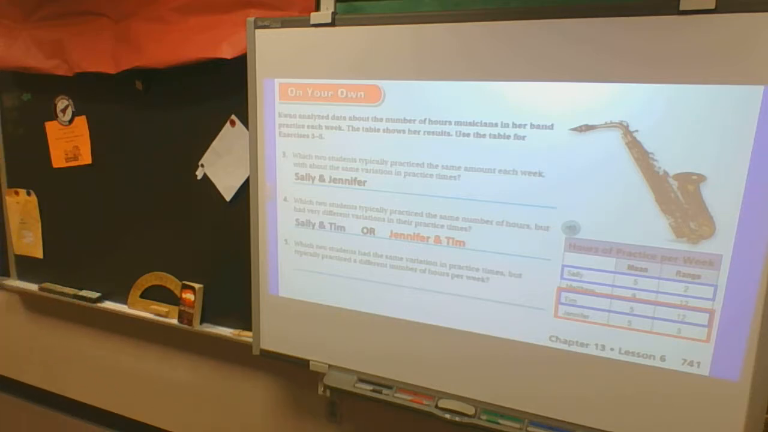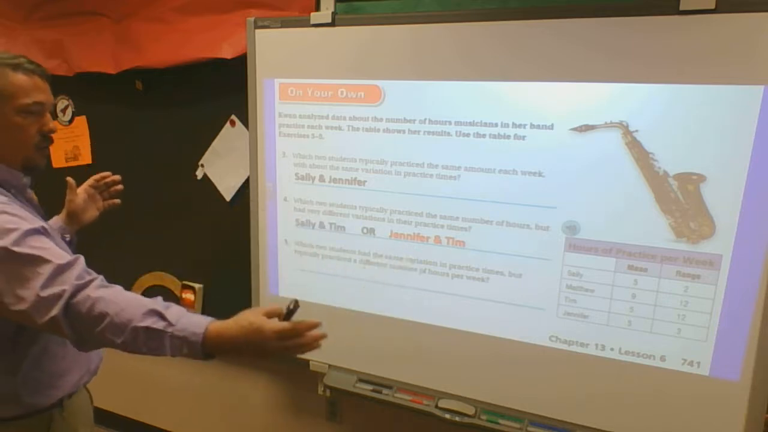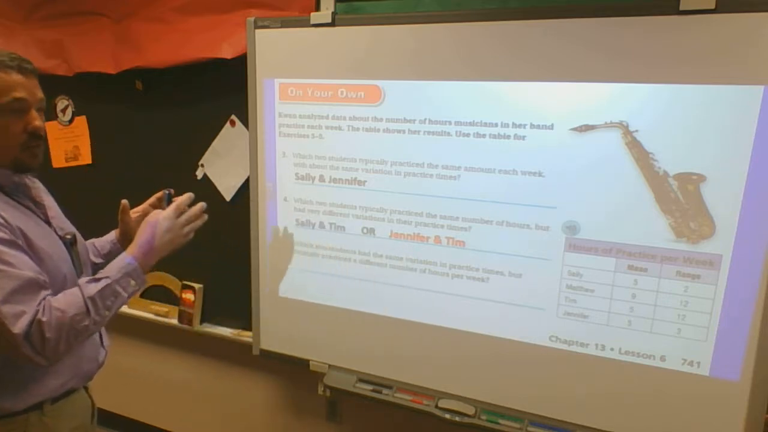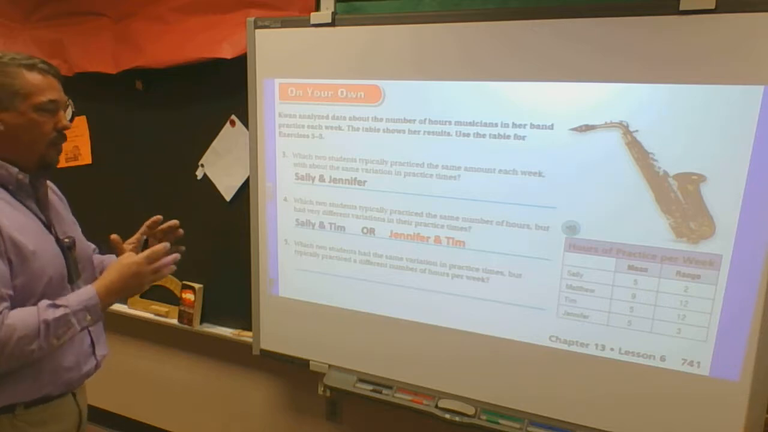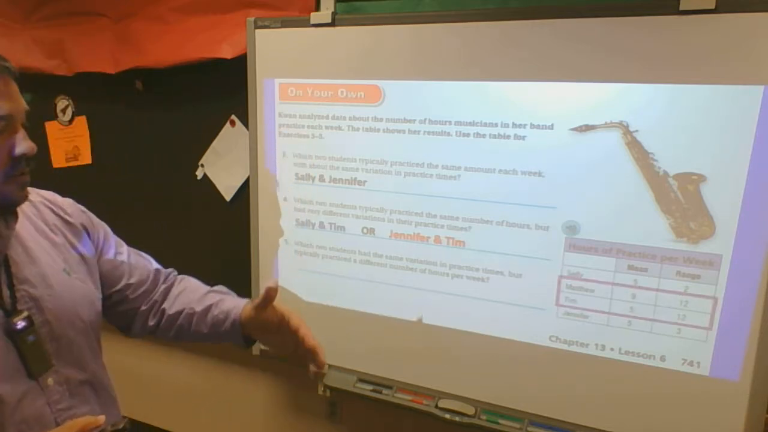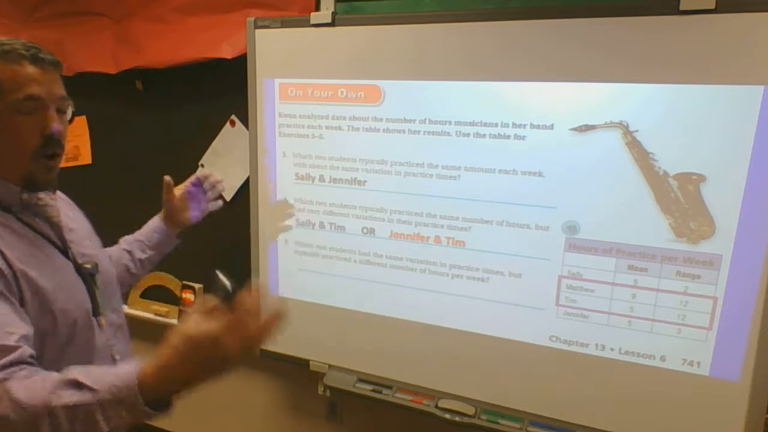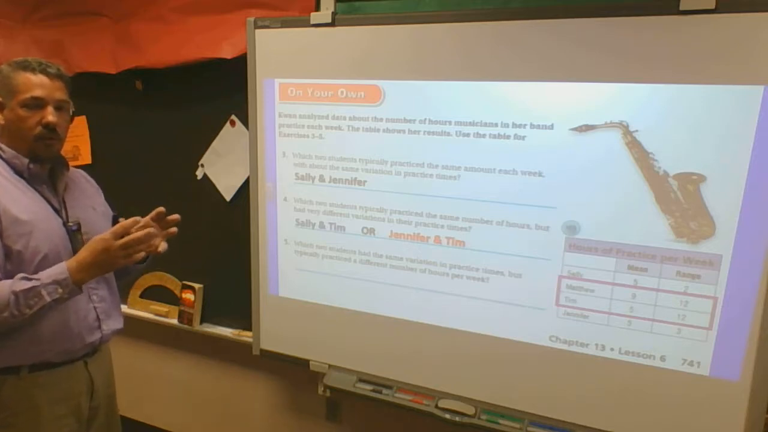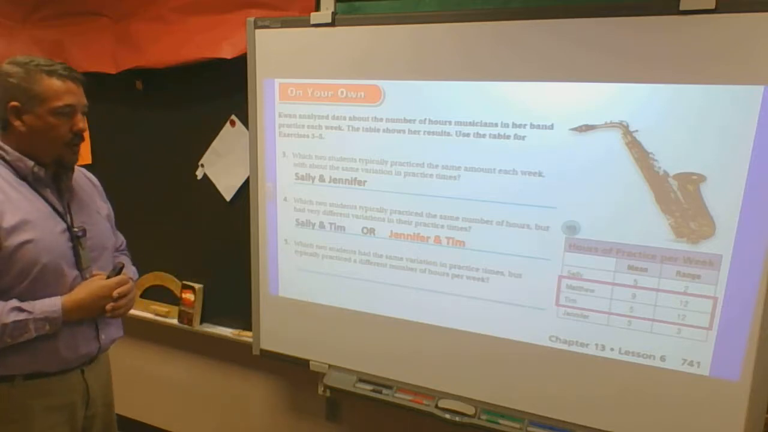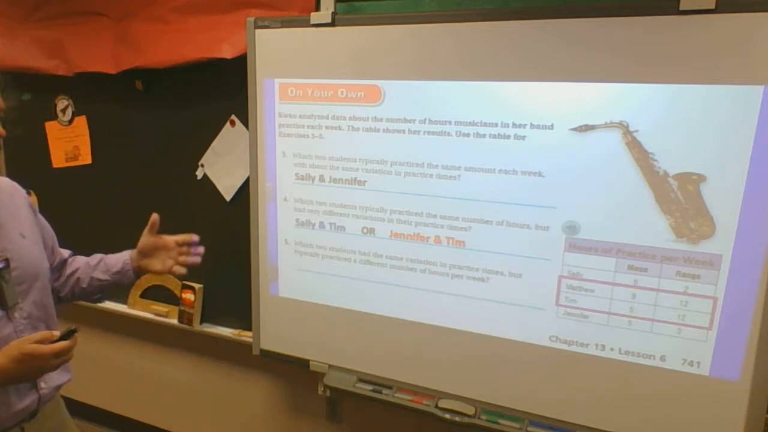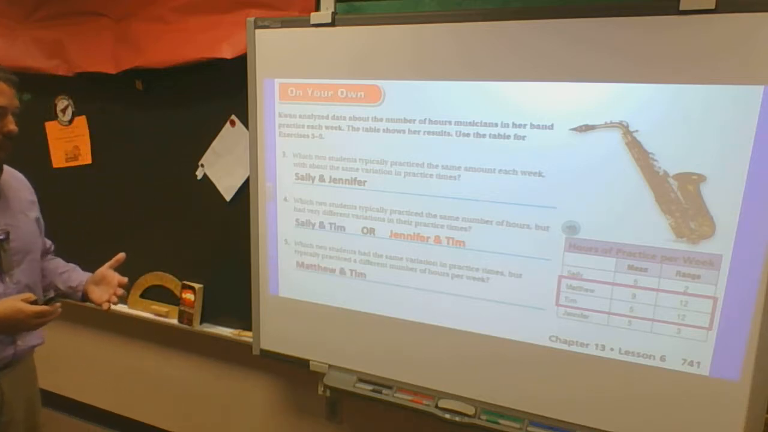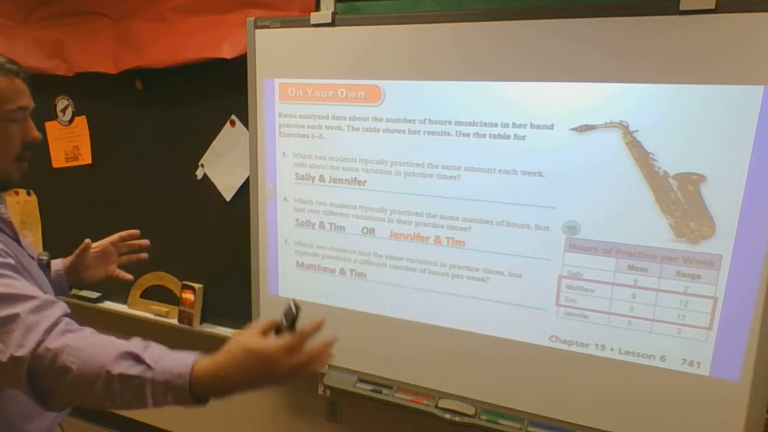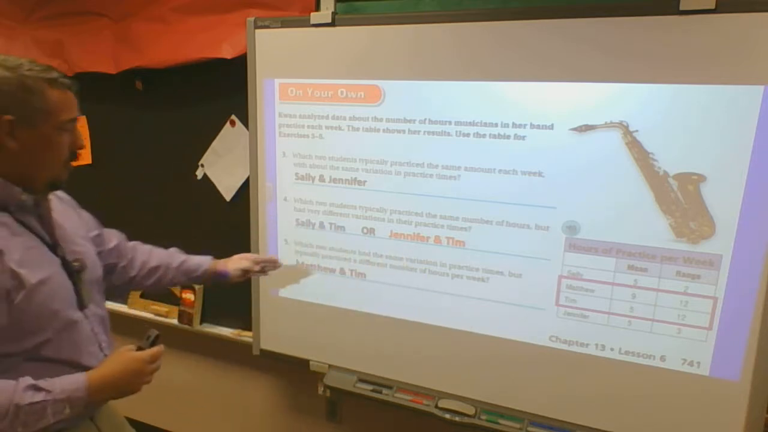Number 5 then says, which 2 students have the same variation of practice time, but typically practice a different number of hours per week? So a wide variation, that's my range, but a difference in the amount of time. So my variation is the same on Matthew and Tim. They both had a wide variation in the range of 12 hours. Their time was more different because Matthew's average was 9 hours, where Tim was only 5. So we would say Matthew and Tim had the same variation, but their time frame was different per their weekly hours.